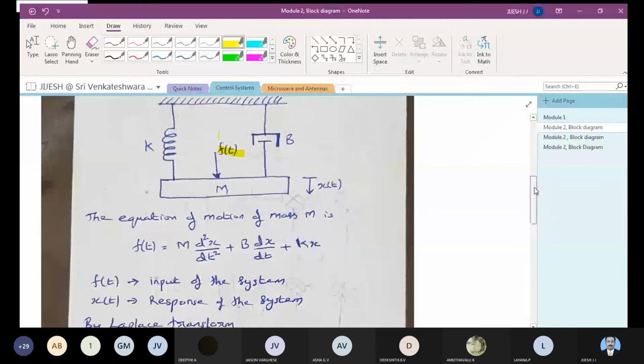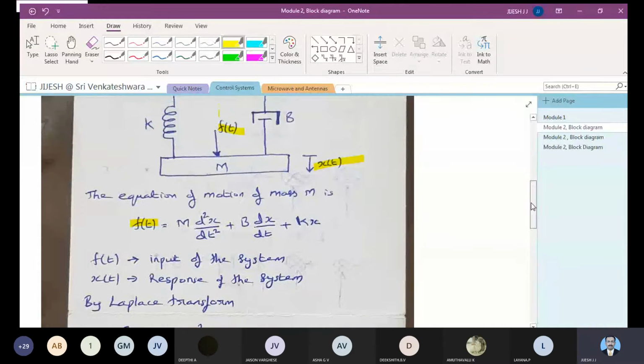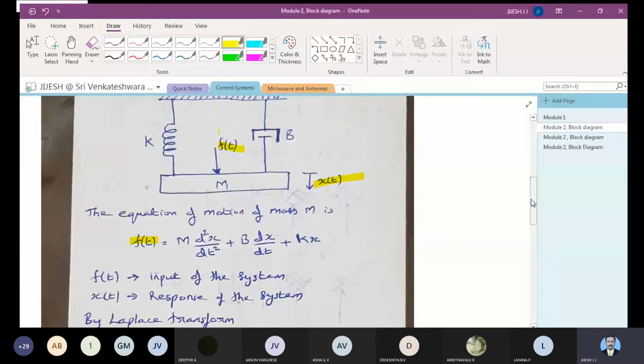Yes, sir. So f of t is the input of the system. You know that some force is applied and x of t is the response of the system. So you can just write the Laplace transform for that. You will get f of s is equal to... all these things we have studied in the previous class, so you should be able to write it.